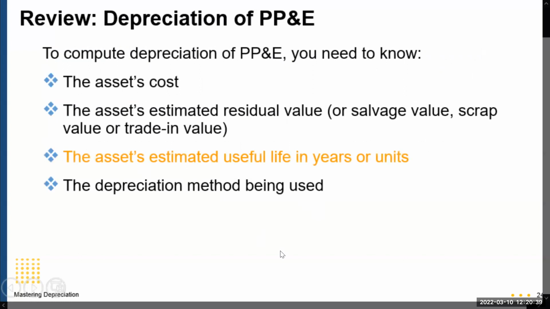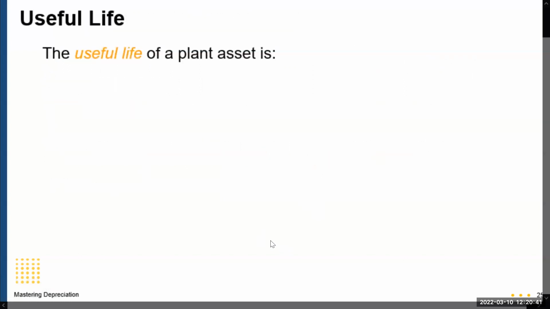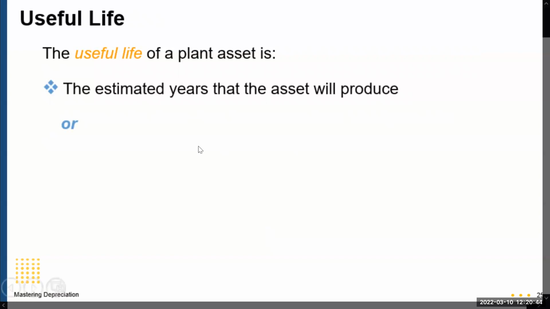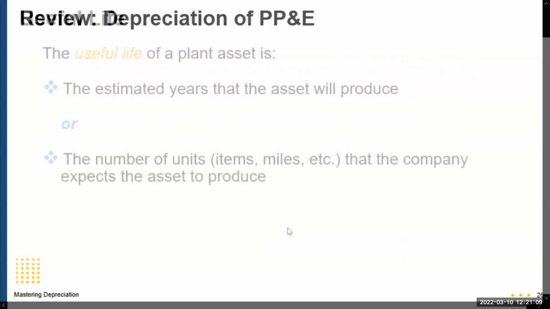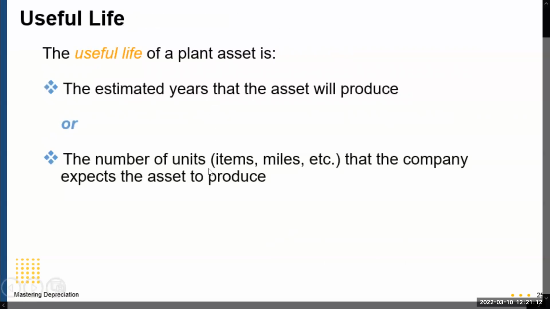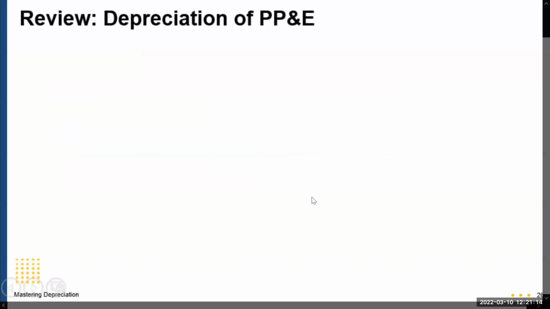Useful life. One thing is we don't have to figure this out. They just tell you what it is. So it is the estimated years the asset will produce in your business that you'll be able to use it. Or it could be the number of units. So how many miles is it going to drive? How many items is it going to make? It could be hours also. If you're talking like a loader, it runs on hours, it doesn't go by miles. So some equipment goes by hours. So you will be told what that is for your problem.